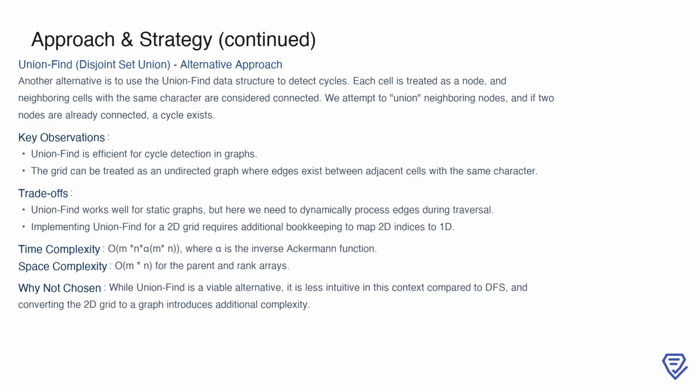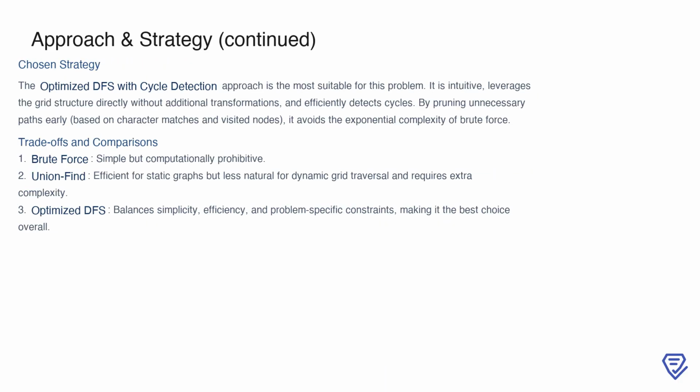While union find is a viable alternative, it is less intuitive in this context compared to DFS. The need to transform the grid into a graph structure adds complexity, which makes it less appealing for this specific problem. After evaluating the potential approaches, the optimized DFS with cycle detection stands out as the most suitable strategy for this problem. This method directly leverages the grid structure without requiring additional transformations, making it both intuitive and efficient.